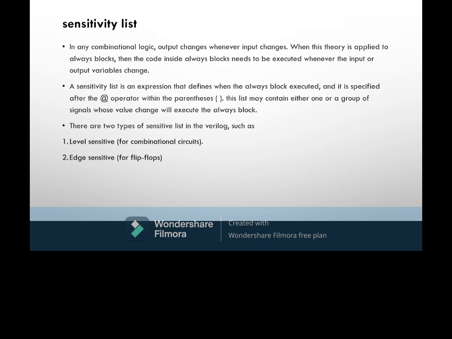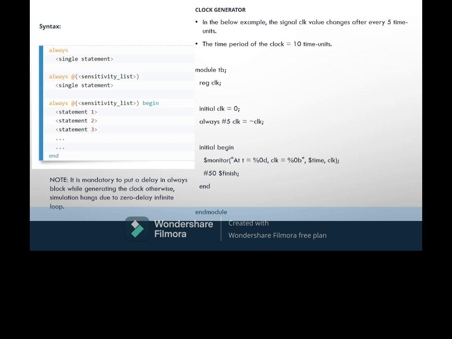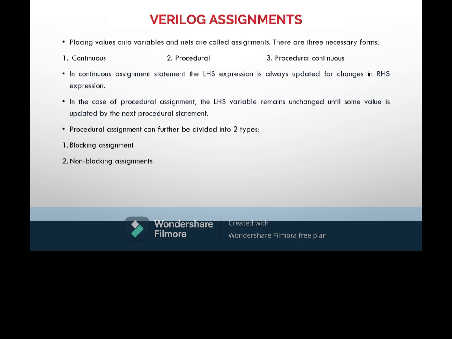And then coming to the always block, you will have the sensitivity list, based on which only the always block will be triggered. We have also discussed the importance of the sensitivity list. And then coming to assignments. In Verilog you have three kinds of assignments: continuous assignment, procedural assignment, and procedural continuous assignment. I'll say it very simply.